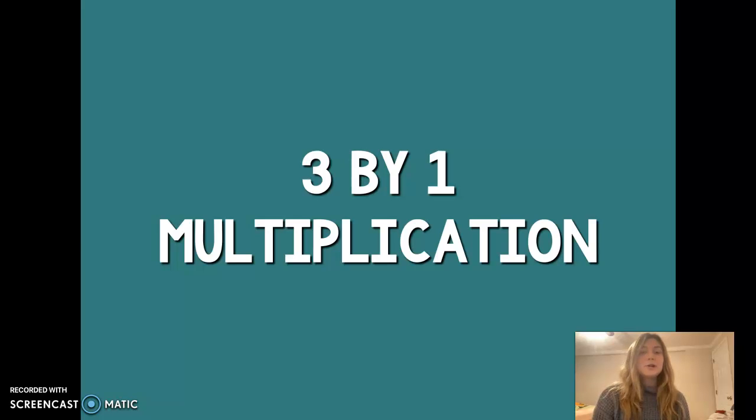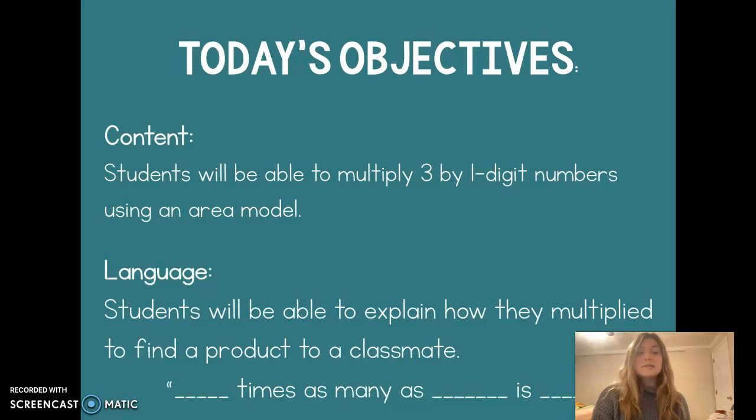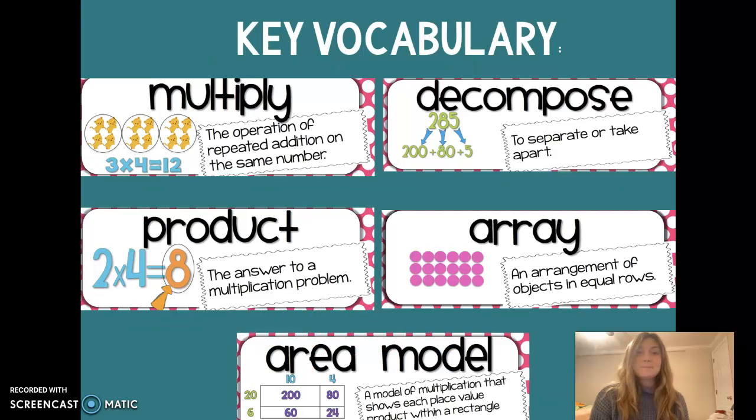Today we're going to learn about 3 by 1 multiplication. Today's objectives. Our content objective is that students will be able to multiply 3 by 1 digit numbers using an area model. Our language objective is that students will be able to explain how they multiply to find a product to a classmate. They'll use a language frame, blank times as many as blank is blank.